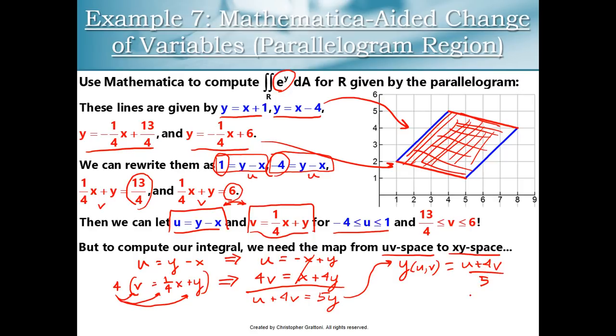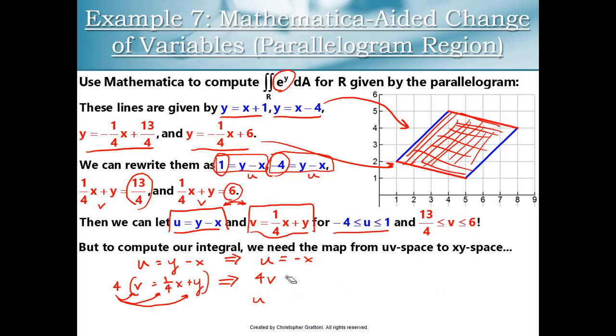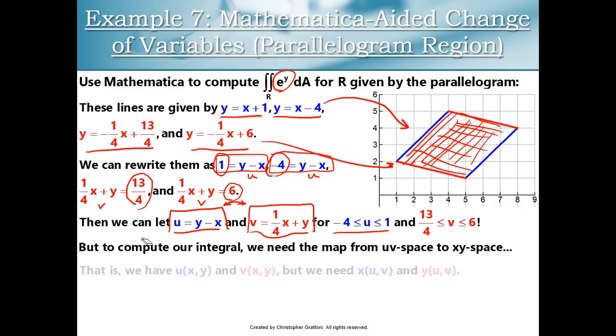So I solved this system of equations, and I found Y as a function of U and V, which is what I needed. You would do the same process using just your good old Algebra 1 knowledge to find X of U comma V. And then you have your map that goes from UV space into XY space. X as a function of U and V, Y as a function of U and V. Of course, this is a Mathematica assisted problem because that integrand is so ugly. And Mathematica is very, very good at solving systems of equations. So on a triad problem, you would just let Mathematica do the work. On a lit sheet problem, on a quiz problem, you would do what I just described.